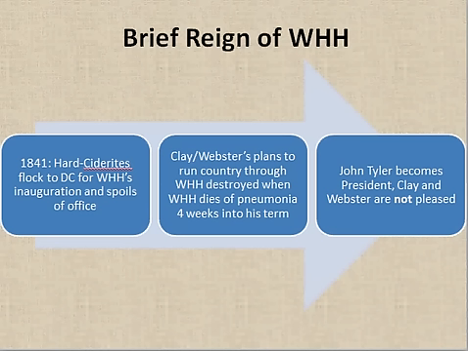But that plan was destroyed when Harrison died only 4 weeks after giving one of the longest inauguration addresses in American history. He died from pneumonia. And with Harrison's death, his vice president, John Tyler, became president. Now, Clay and Webster knew they would not be able to run the government through Tyler like they thought they might have been able to through Harrison. So, needless to say, Clay and Webster were not pleased with the death of Harrison.